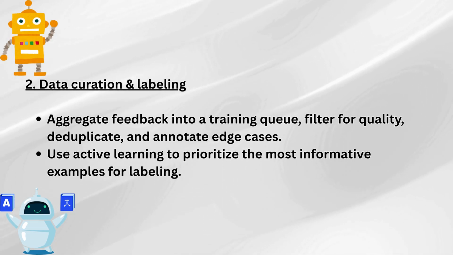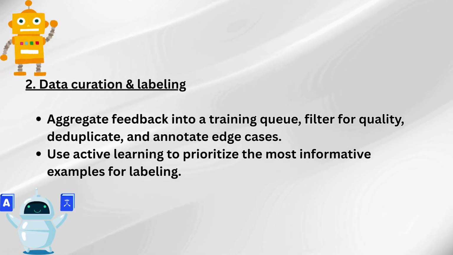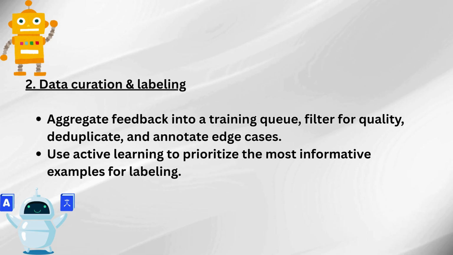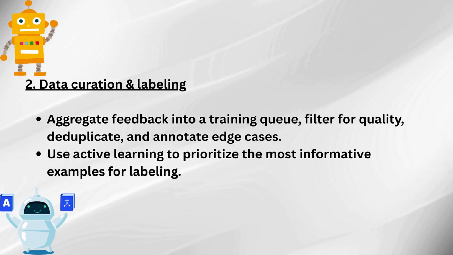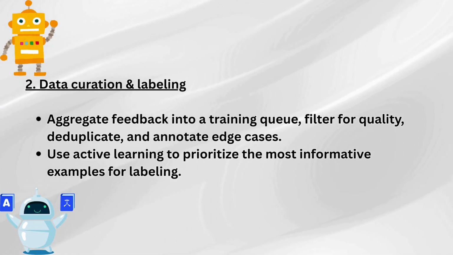2nd, data curation and labeling. Aggregate feedback into a training queue. Filter for quality, deduplicate, and annotate edge cases. Use active learning to prioritize the most informative examples for labeling.